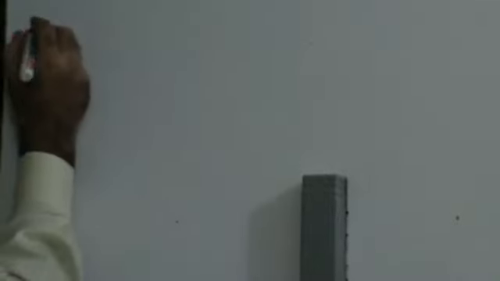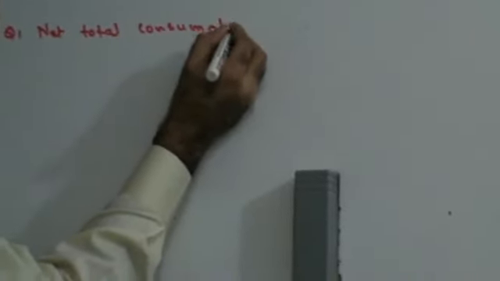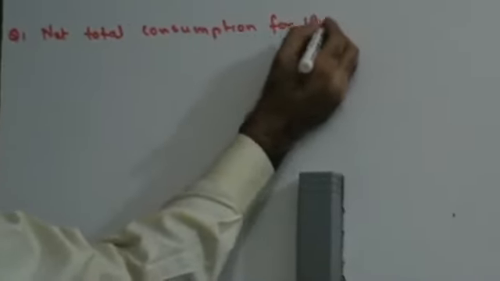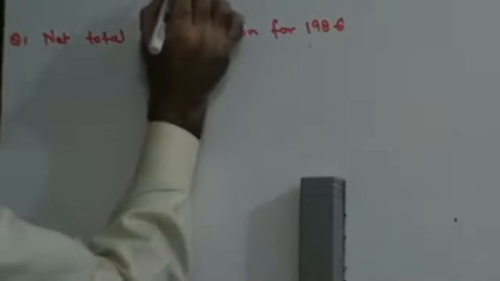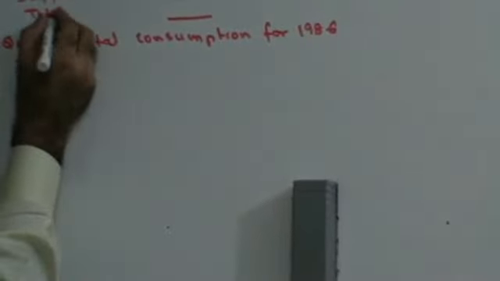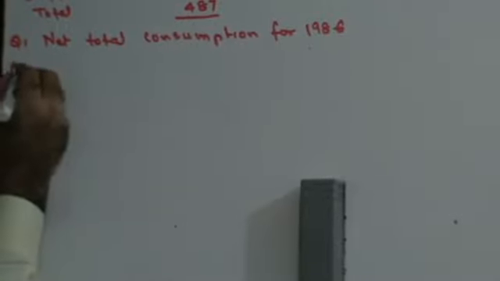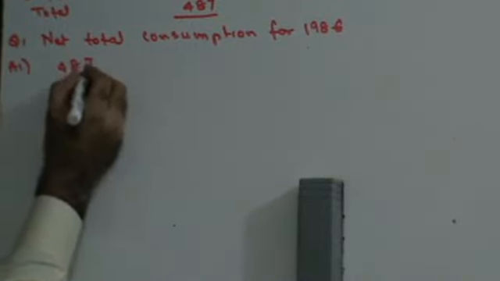Let's see questions based on this, guys. First question, what is the net total consumption for the year 1986? All I need to do is add the 1986 total. When I add this it will come to 487. So the answer for this will be 487 tons.